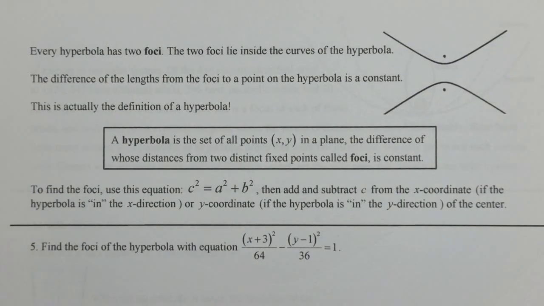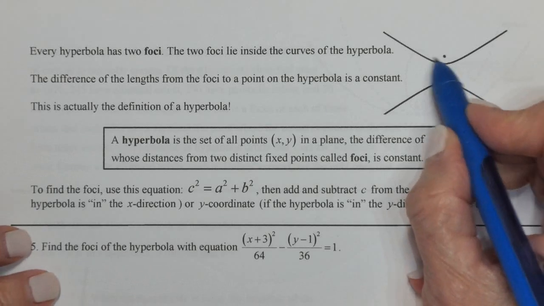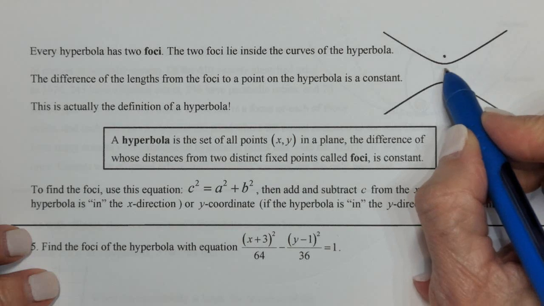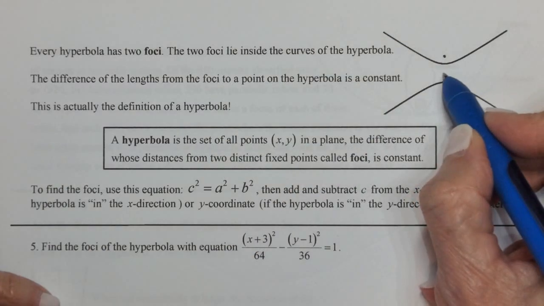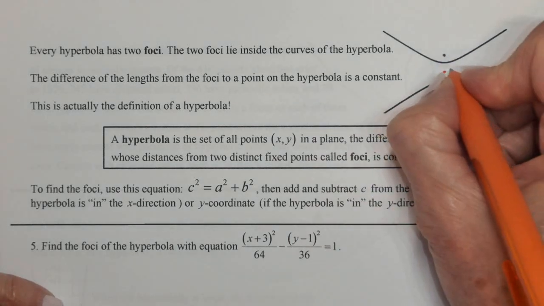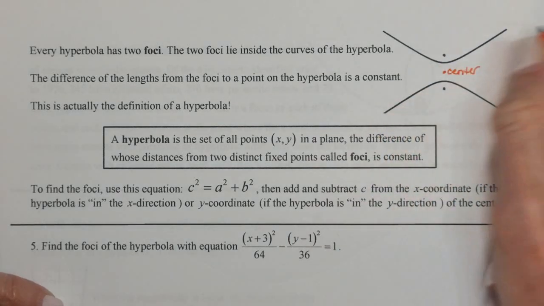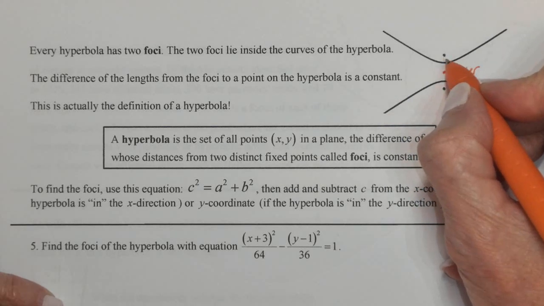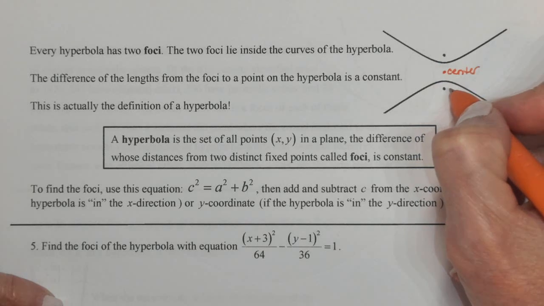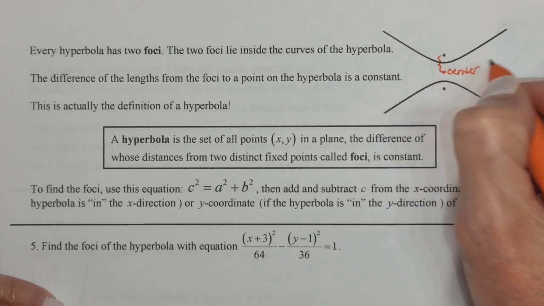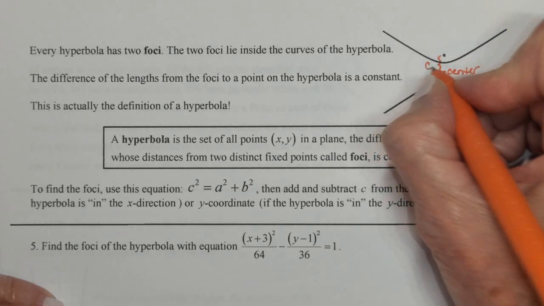Okay, next up for hyperbolas are the foci. The foci lie on the inner part of the curves. Okay, they do not lie close to the center. They lie on the other side. So this is the center. That's the center. And here are the vertices. The foci lie on the other side of the two vertices. Okay. This distance from a focus to the center is still our little c.